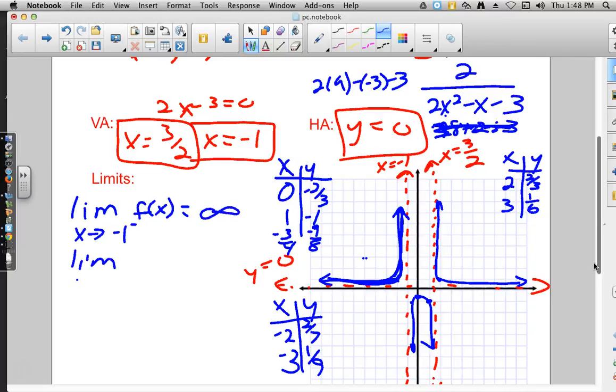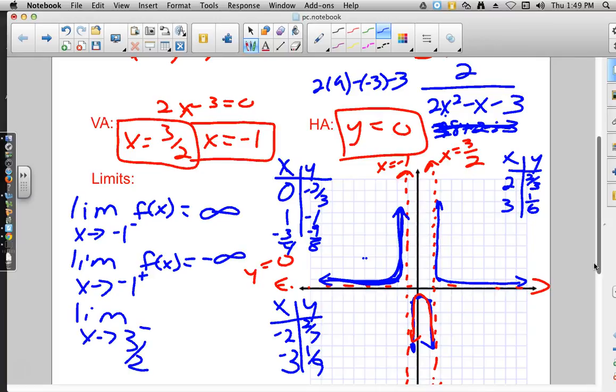Limit as x approaches -1 from the positive side of f of x. Well, as we come at it from the positive side, our graph is going downward. So -infinity. Then we need the limit as x approaches 3/2 from the negative side. Well, as we approach from the left, it is right here, and this would be going downward. So that is negative infinity.